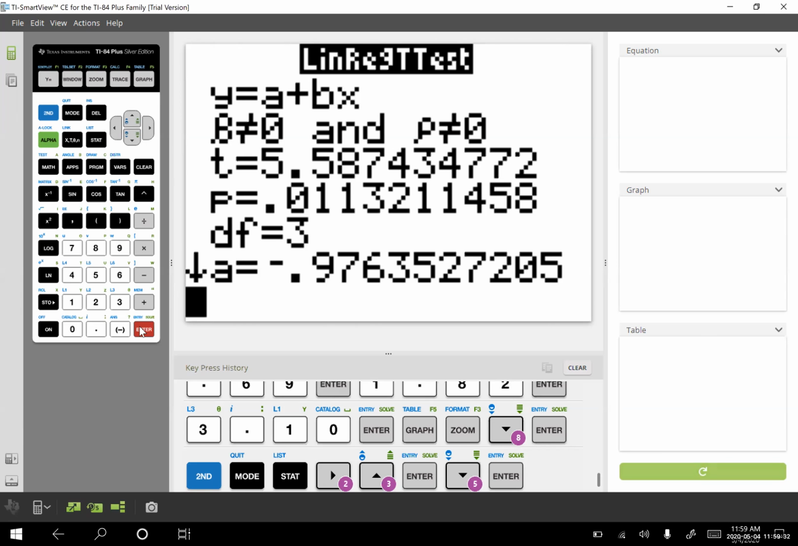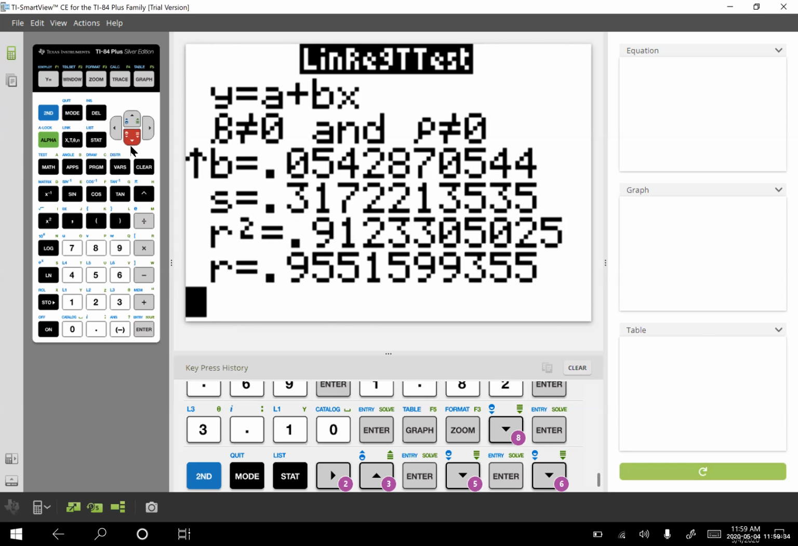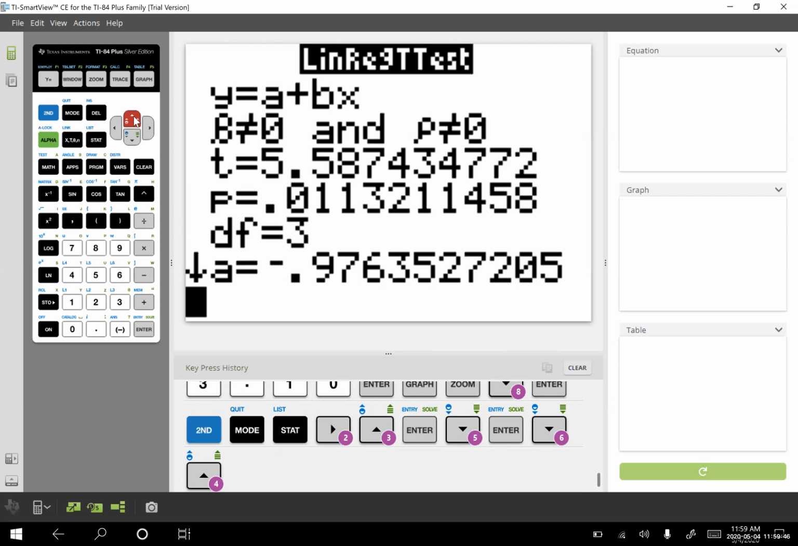Okay, now it still gives us R, 0.95. So I'm really sure that this is going to be a linear relationship, but I'm going to do the hypothesis test method this time. So my T is 5.59, I guess, and then our P will be 0.0113.